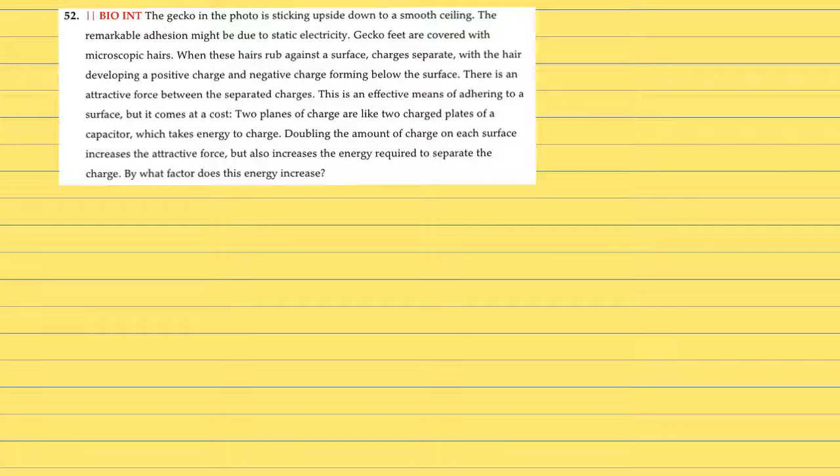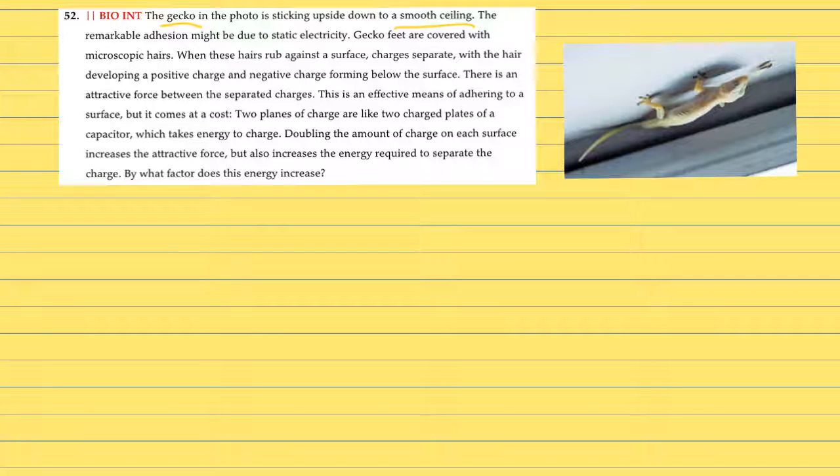All right, another fun problem. We got a gecko. He's on a smooth ceiling. I don't see a gecko. Ah, there's the gecko. So he's upside down on the ceiling, and it's due to static electricity.